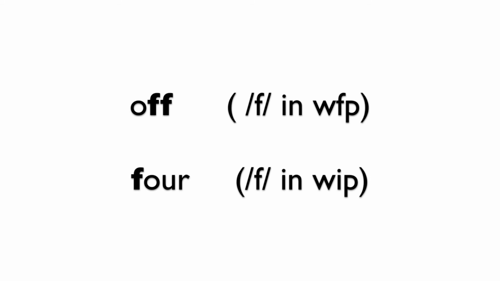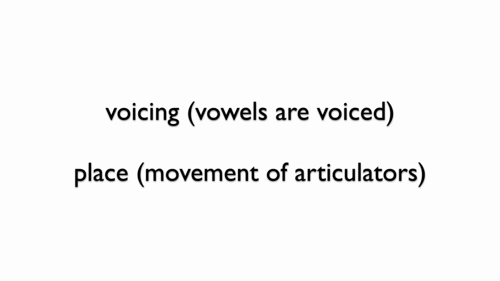Off, where the consonant comes after the vowel, is quite different to for, where the consonant comes before the vowel. And it has to do with the voicing for the vowel and where the tongue, teeth, and lips are before and after changing to the new phoneme.